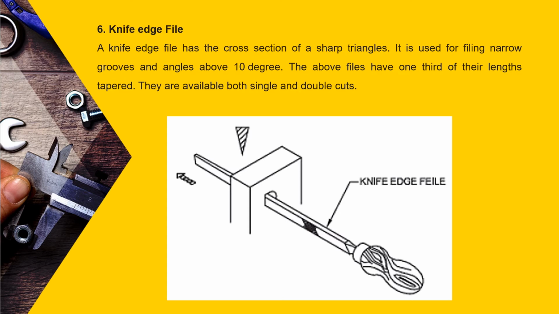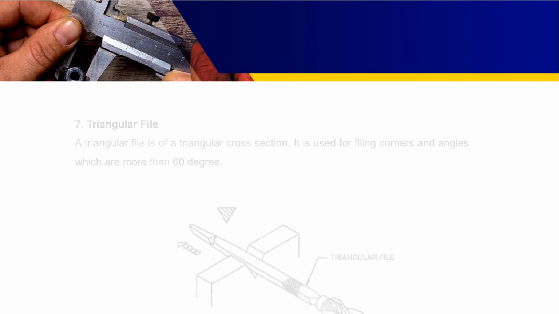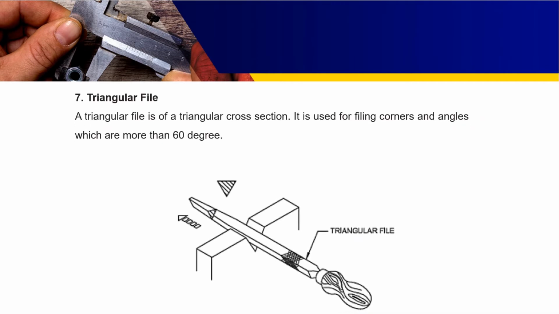The above files have 1/3 of their lengths tapered. They are available in both single and double cuts. Triangular file. A triangular file is of a triangular cross section. It is used for filing corners and angles which are more than 60 degrees.